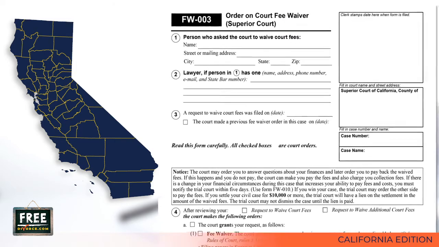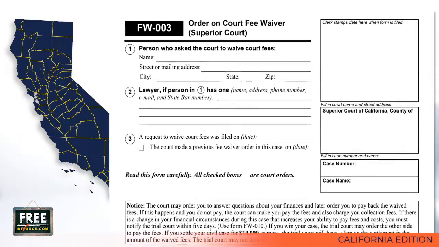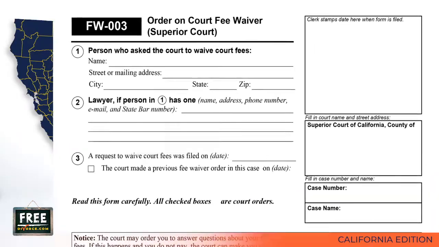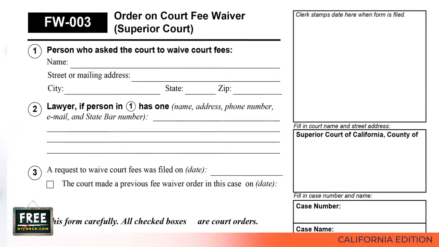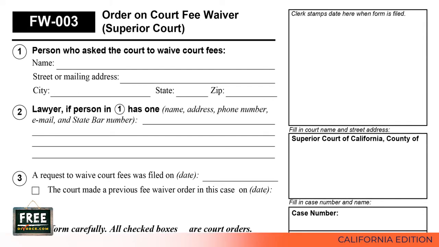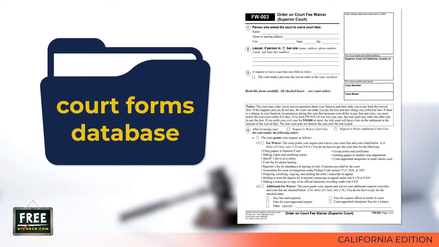Rather than go to the courthouse and find out you are missing a form, the safe approach is to fill out the FW-003 form and bring it with you to court. You can find the FW-003 form in our Court Forms database.